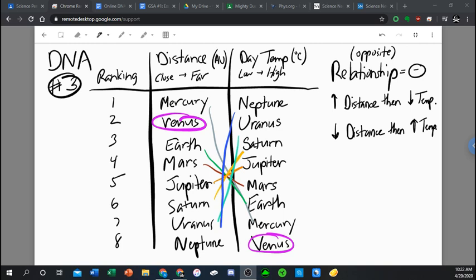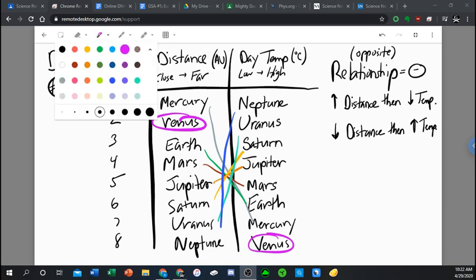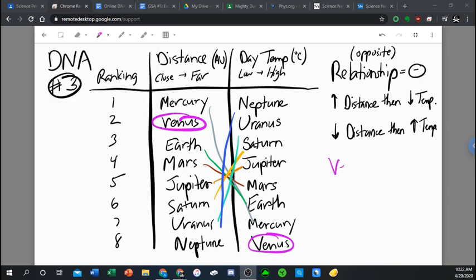The only one that was positive so far was mass and gravity. Okay? So what's the outlier? Venus is the only outlier. That kind of looks like a G. Venus is the only outlier, which means an exception to the rule.